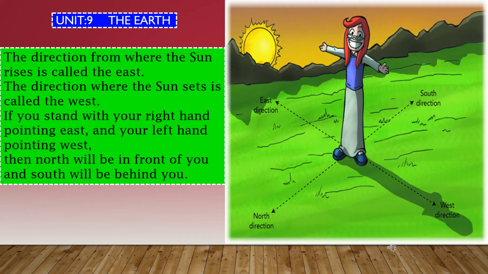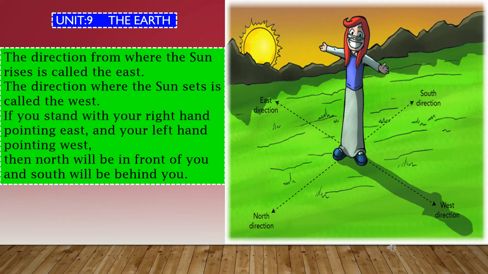Dear students, turn your page, science book, page number 56. The direction from where the sun rises is called the east. The direction where the sun sets is called the west. As I told you, the direction from where the sun rises is called east.